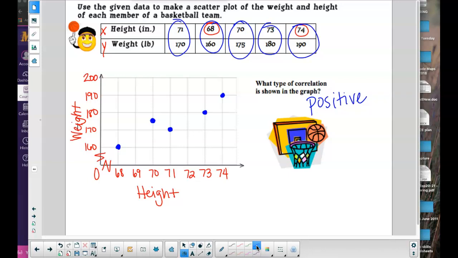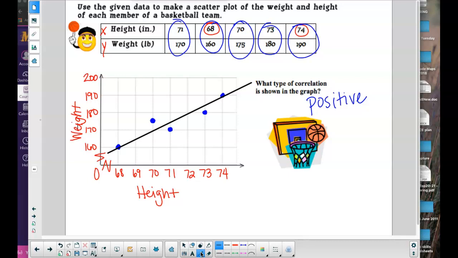Okay, what if I asked you to make a prediction? Let's say somebody on the basketball team was 72 inches tall. There was somebody that was 72 inches tall. Do you think you could tell me how much they weigh, approximately? And I'm guessing it would help if we drew a line of best fit. If I put this line in here, if somebody is 72 inches tall, about how much would they weigh?